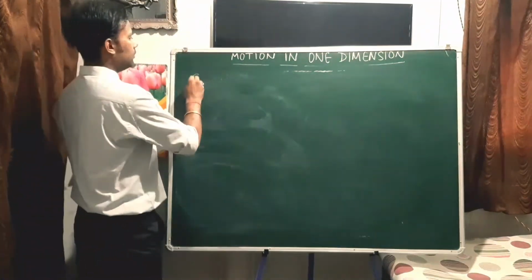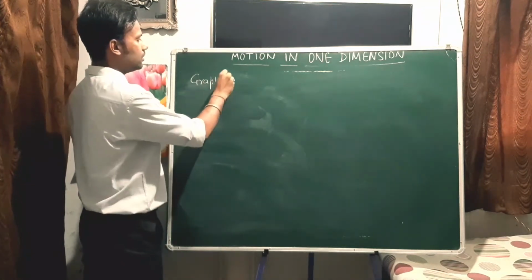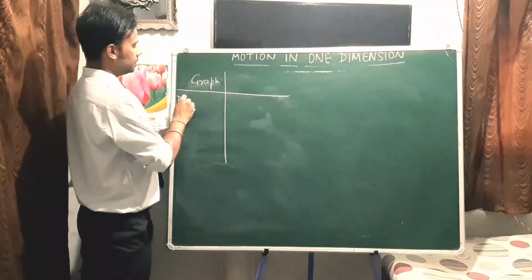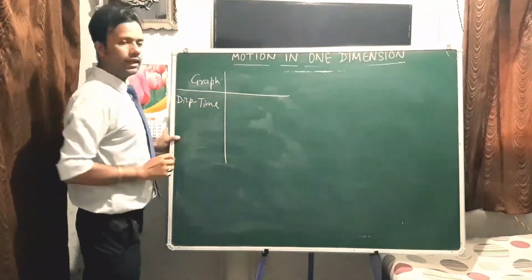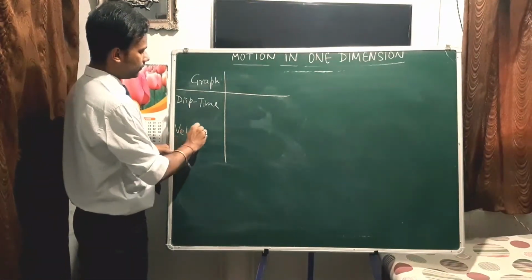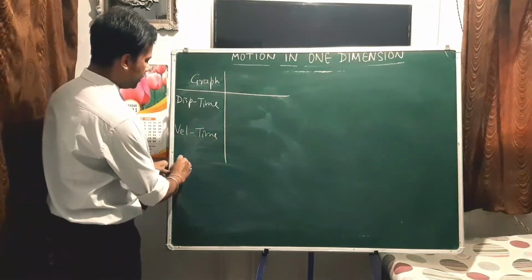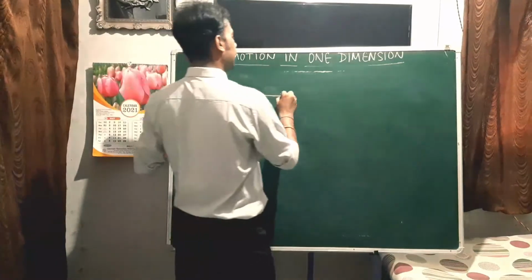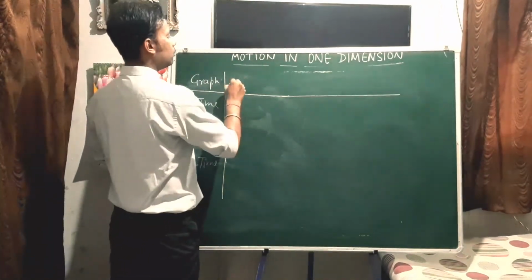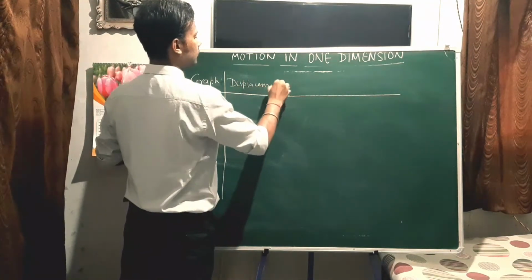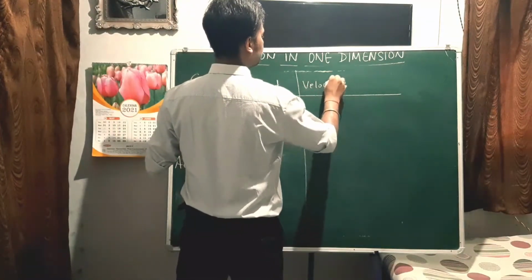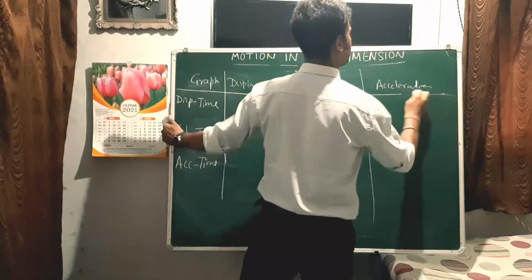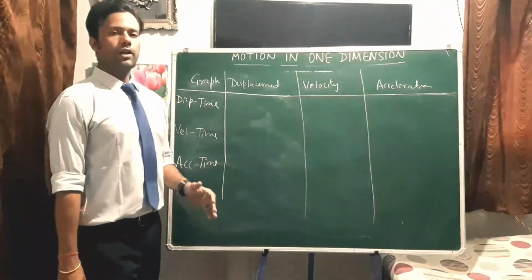So if we make a table, let's say where one column is for graph. How many graphs do we have? First we have the displacement time graph, right? Second we have the velocity time graph, and third we have the acceleration time graph, right? Now we have to calculate some quantities. First, let's say I want to calculate the displacement or velocity or acceleration. We have to calculate these quantities with the help of these graphs.